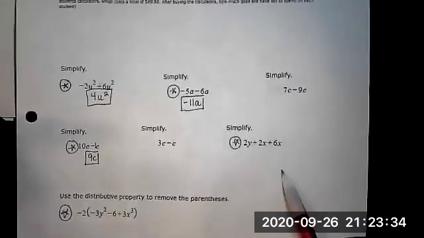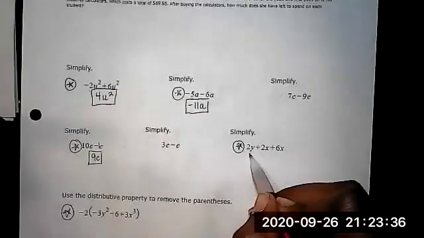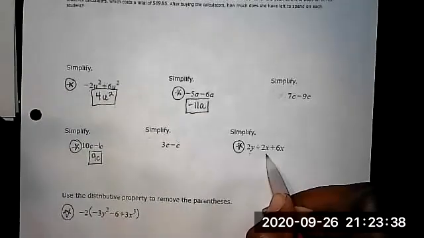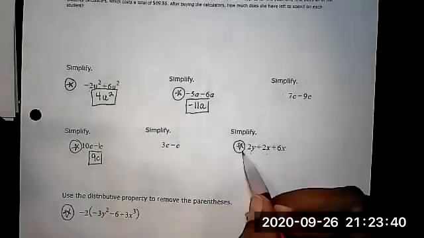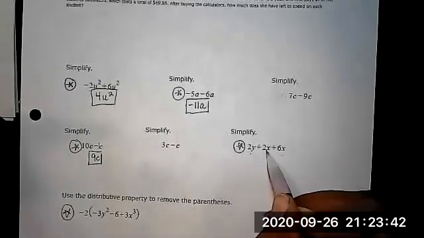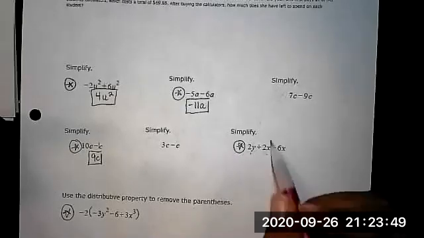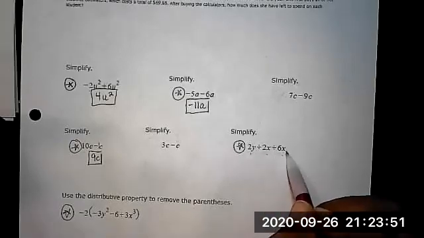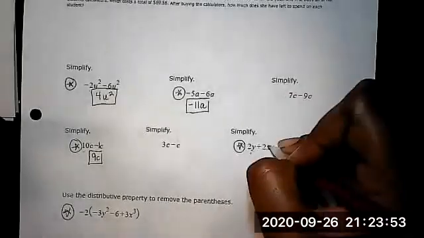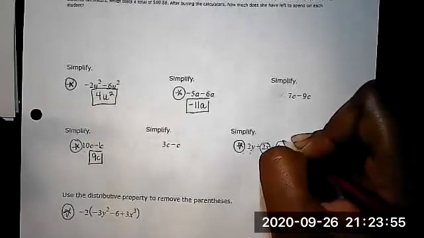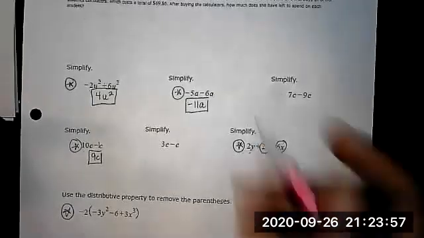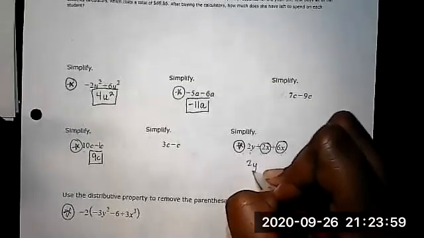Now this one here, 2y + 2x + 6x. You cannot combine them if they do not have the same variable at the end. Okay. You can only combine like terms, the ones with the x's. They're like terms. That is not a like term. So I'm just going to leave it alone.